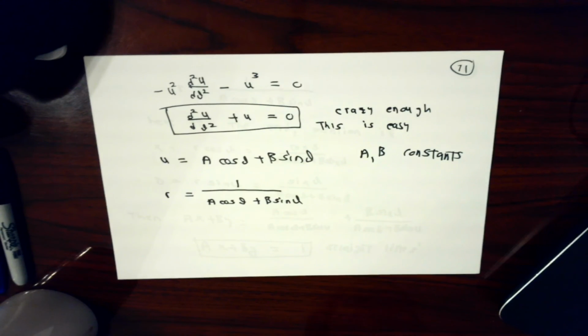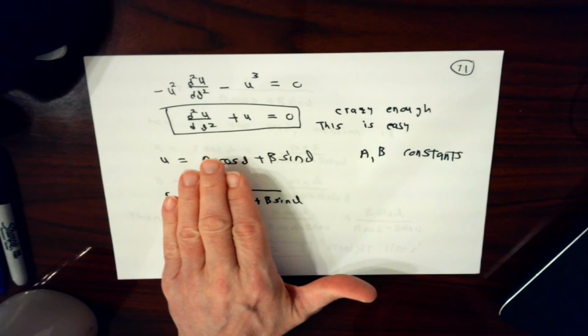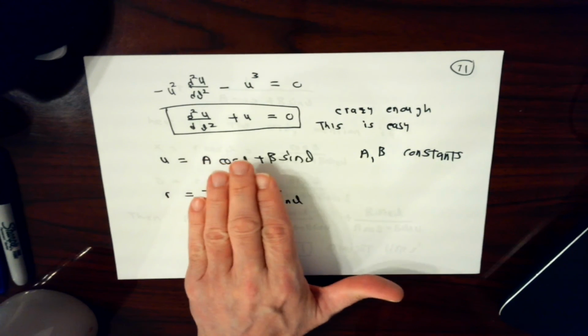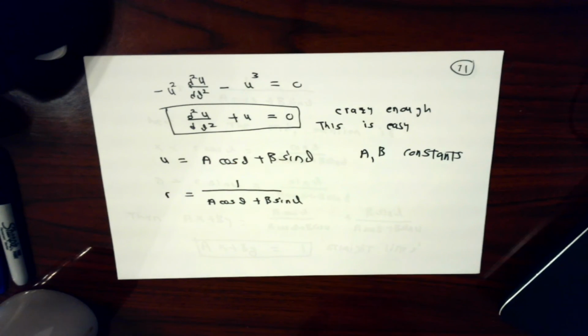But then an unexpected miracle happens. The differential equation is the second derivative of u with respect to theta plus u equals 0, and that's easy enough to solve in closed form. u is some constant a times cosine theta plus some other constant b times sine theta.